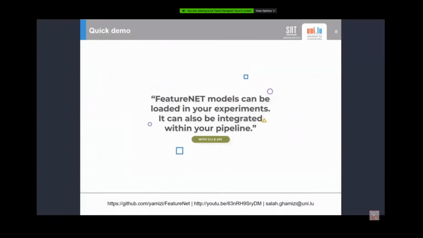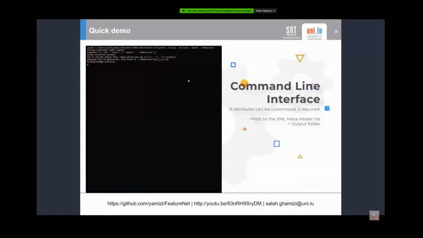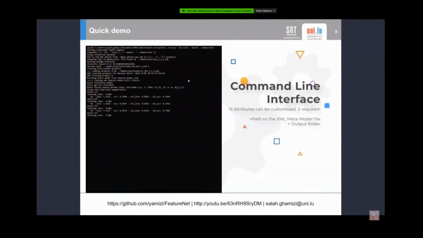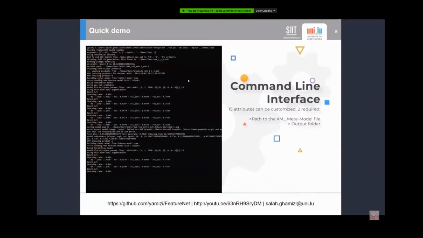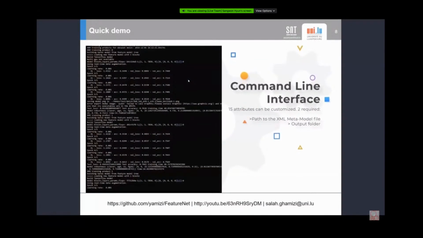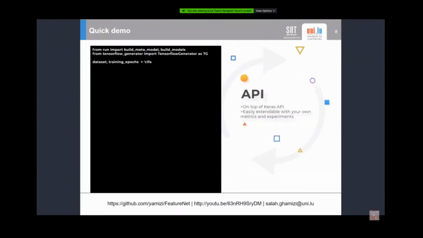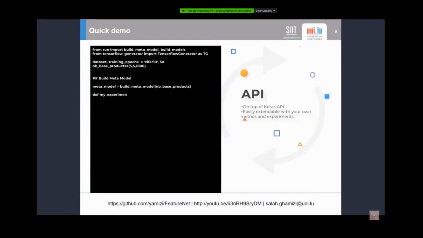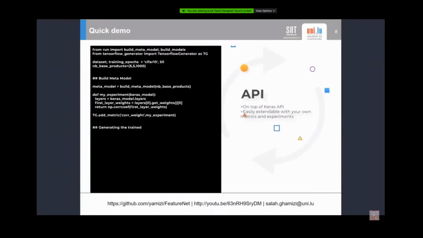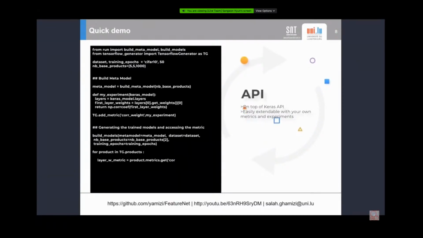Our tool can also be used within your pipeline using a command line interface, where you can provide the parameters of the tool and then run all your experiments. Finally, we also provide an API that can be integrated, so you can extend the tool with your own experiment and code. Here, for instance, we are running an experiment to compute the weights and the correlation between the layers. As you can see, you can just plug in your hooks or your experiment and then run the TensorFlow code.